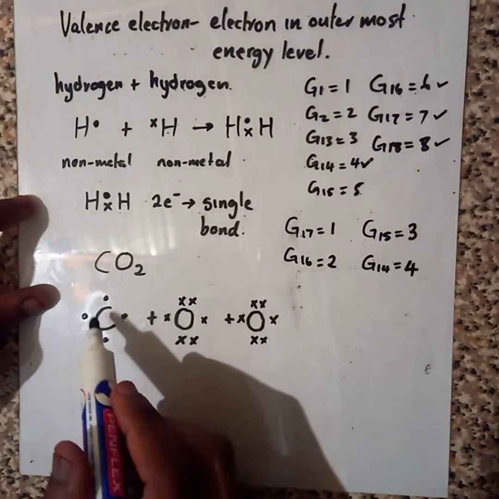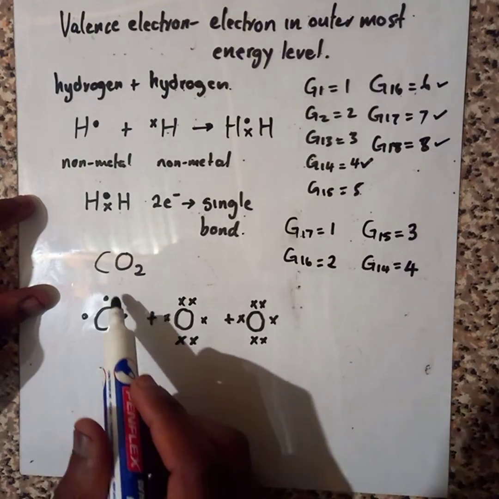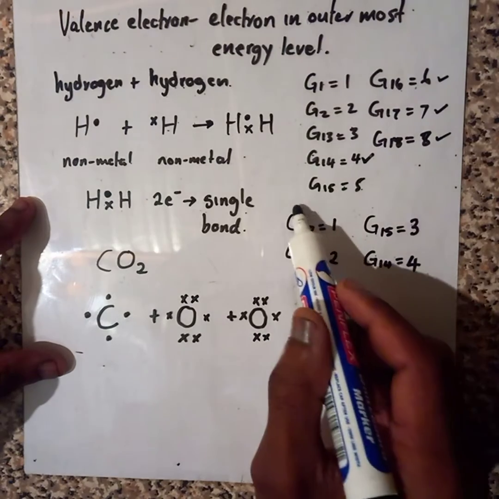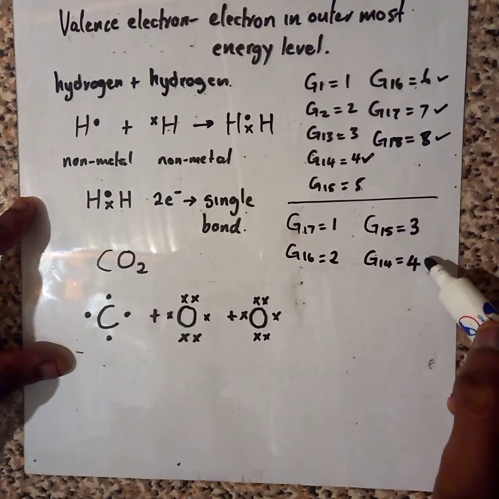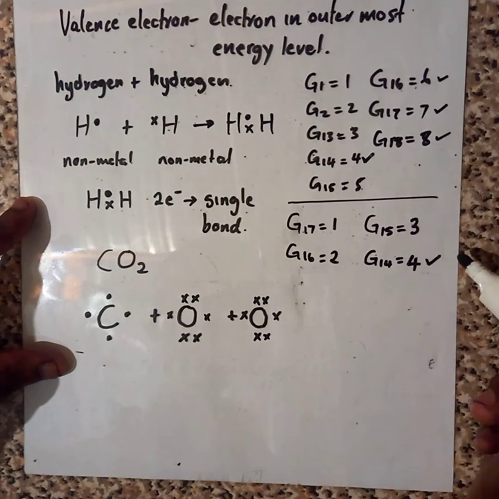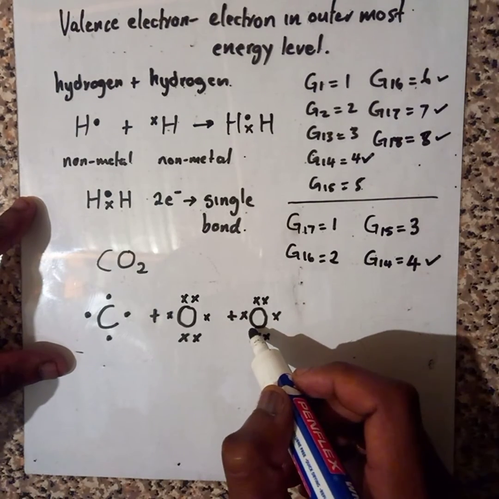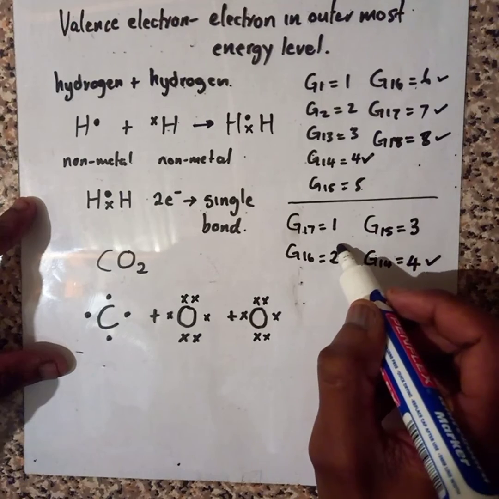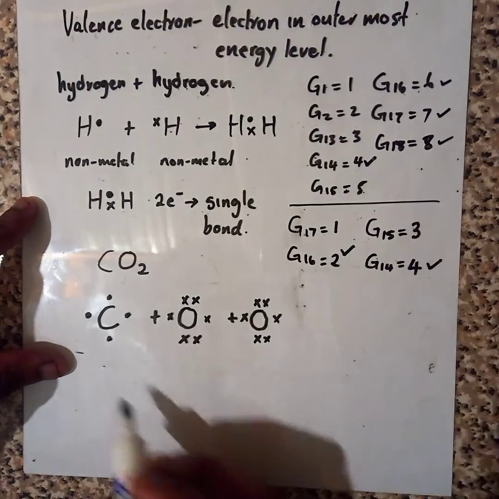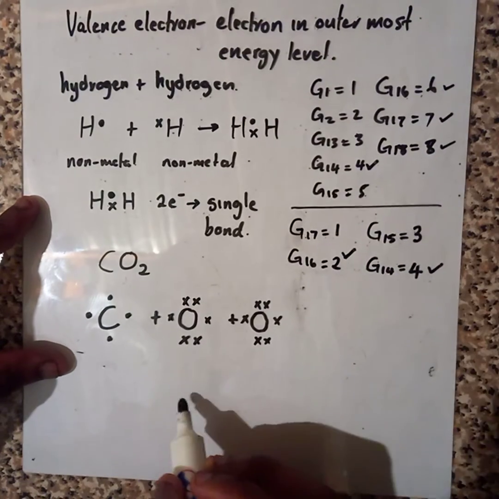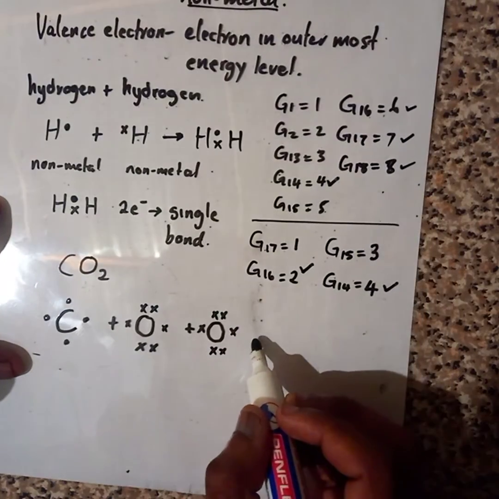Check. I have carbon dioxide. Carbon dioxide is situated in group number 14. Group number 14 is going to have 4 bonds. You see, then oxygen, it is situated in group number 16. It's going to have 2 bonds. How? Then the one with most bonds is going to be situated in the middle.